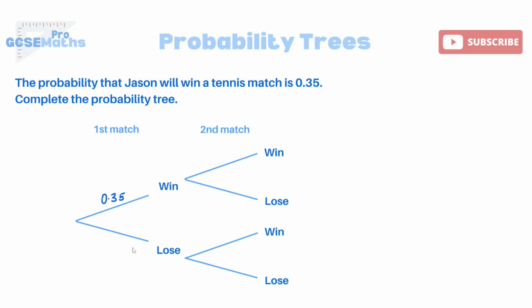That's a definite. So that means that I can work out the probability of losing just by doing 1 minus 0.35, the one that I already know. And that should give me 0.65. So that's his probability of losing.